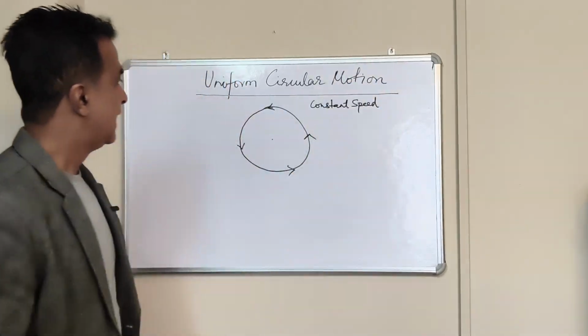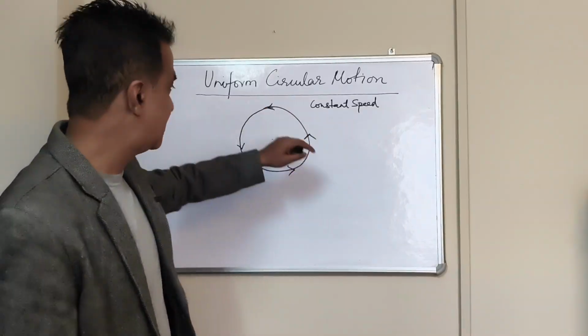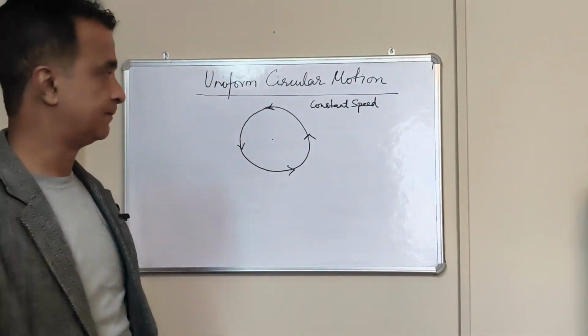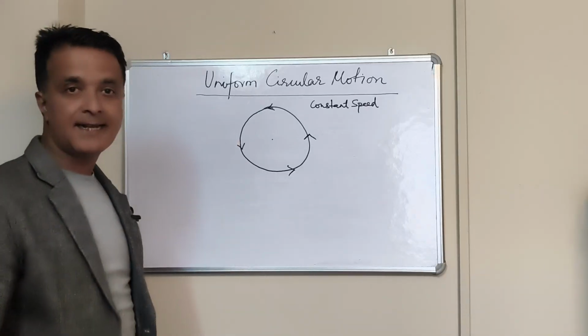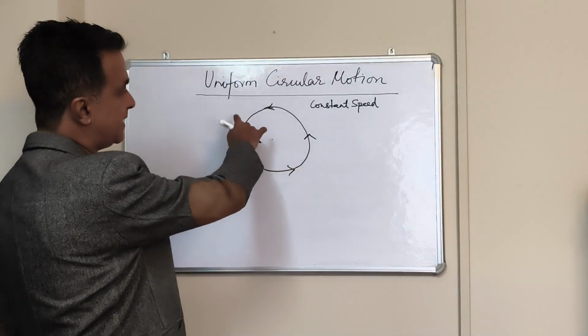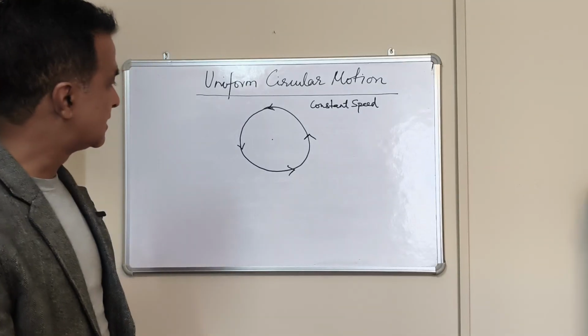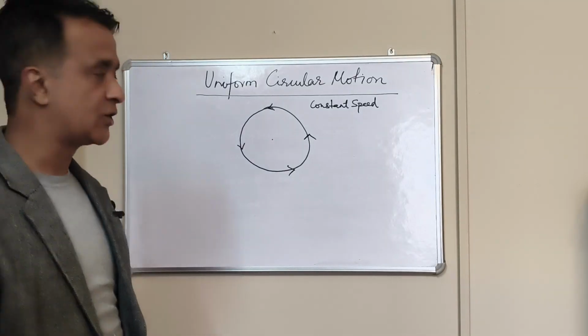So I'm repeating again. If a body moves with a constant speed in a circular path, it is said to be in uniform circular motion. Now, what we have to understand here is, even though the speed is constant, the velocity of the body is changing every instant because of the change in direction.